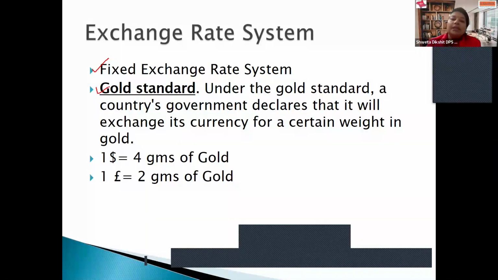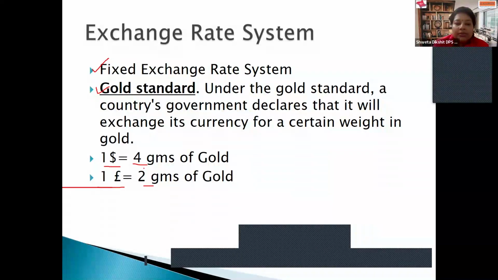Every government declared the exchange rate as per the standards of gold. For example, if 1 USD can buy 4 grams of gold and 1 pound can buy 2 grams of gold, that means the value is not equal. Here you can see that the pound is weaker than the dollar.